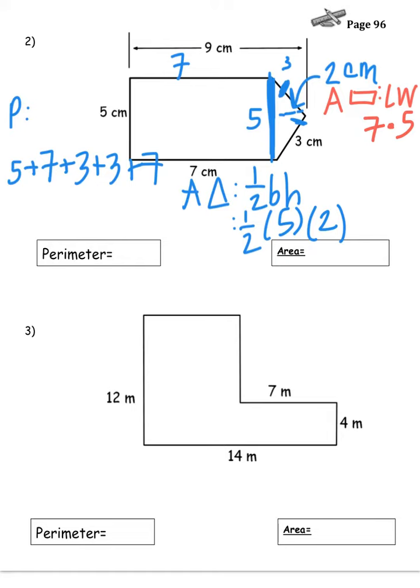Alright, this number 3. I'm going to break it up here. However, you could also break it up here if you wanted to. Okay, so I have a total of 12 here. I have 4 here. That means that I am missing 8 on this piece here, because 4 plus 8 would give me 12.